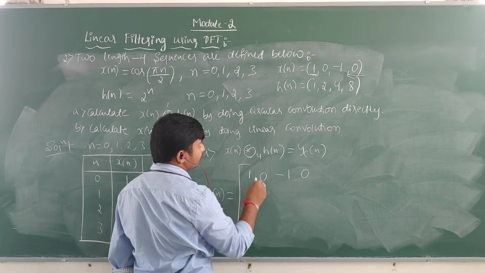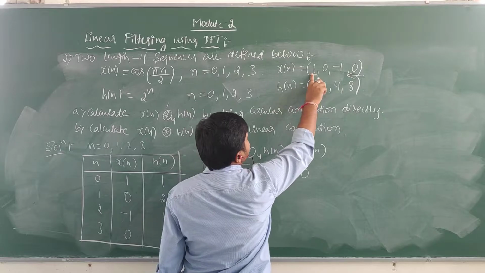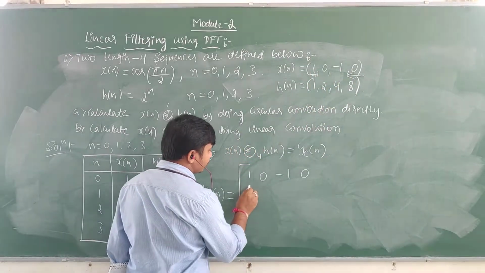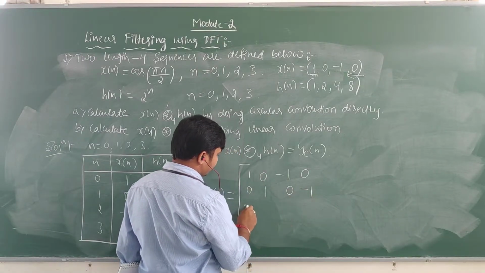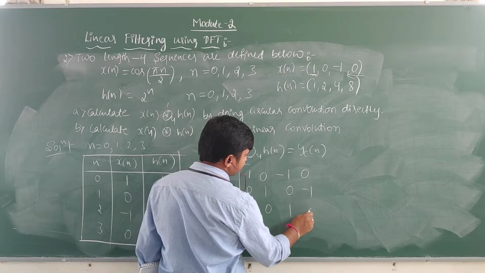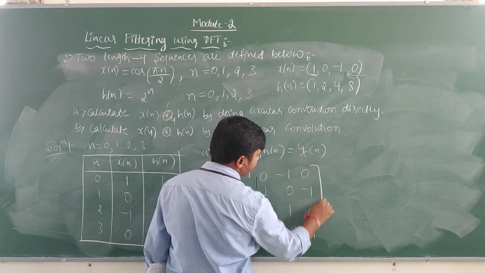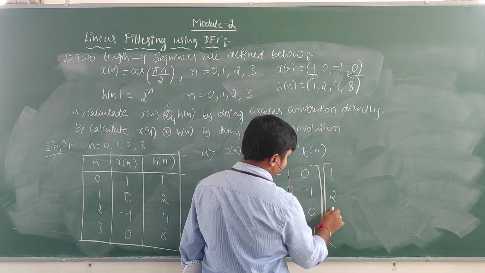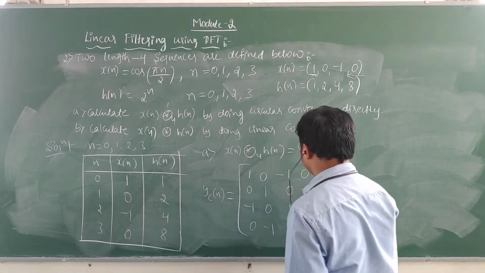Again circular shift. So how many rows? It will consist of 4 rows, because 1, 2, 3, 4, the length of x of the input signal is 4. So therefore shift: 0, 1, 0, minus 1; minus 1, 0, 1, 0; 0, minus 1, 0, 1, into h of n, which is 1, 2, 4, 8. So now multiply.